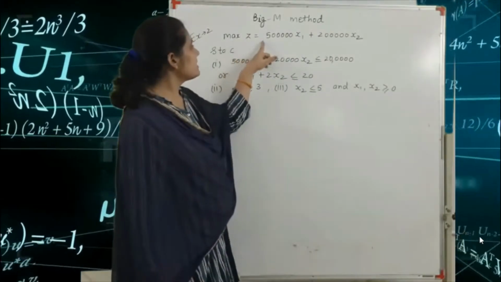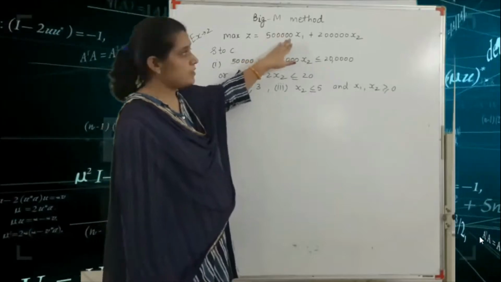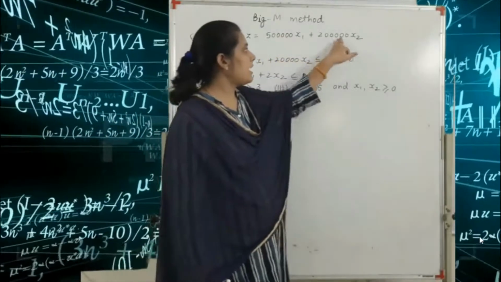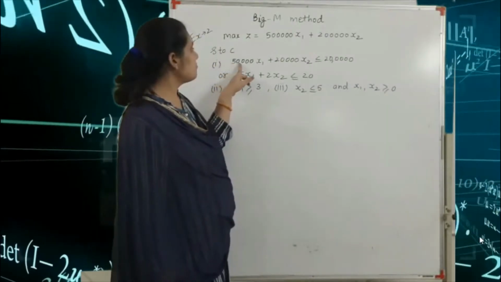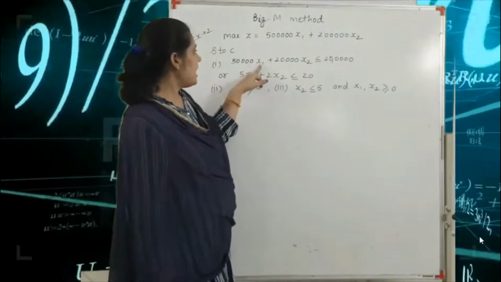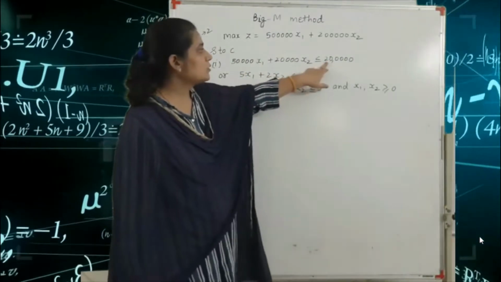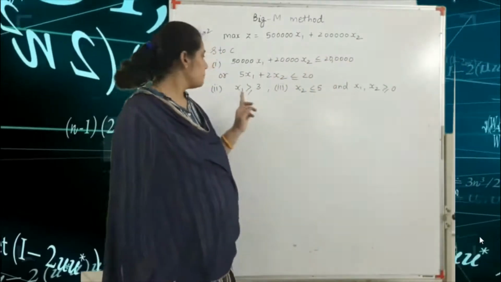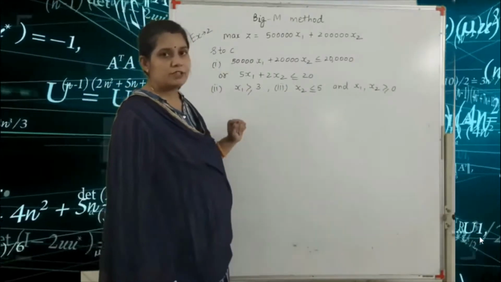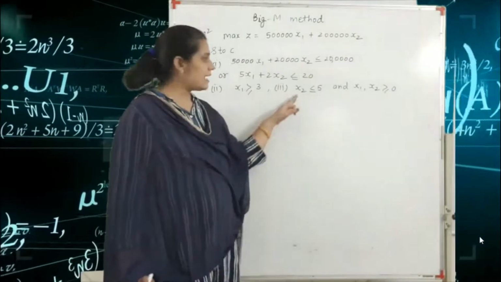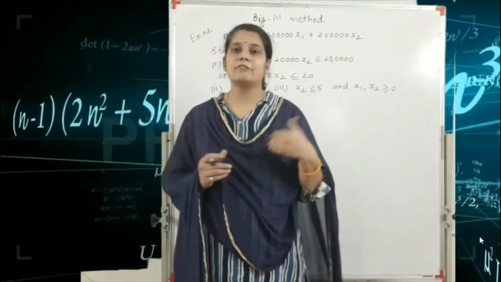Maximize Z is equal to 5x1 plus 2x2, subject to the constraints. The first is 5x1 plus 2x2 less than or equal to 20. The second constraint is x1 greater than or equal to 3, and the third is x2 less than or equal to 5, given x1, x2 greater than or equal to 0.